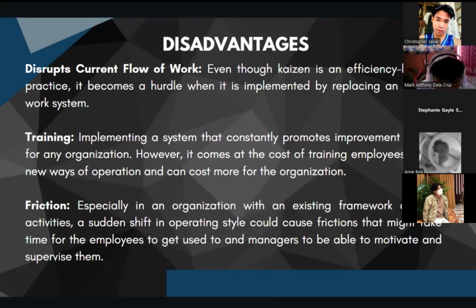Even though Kaizen is an efficiency building practice, it becomes a hurdle when it is implemented by replacing an existing work system. For training, implementing a system that constantly promotes improvement is ideal for any organization. However, it comes at the cost of training employees on the new ways of operation and can cost more for the organization. For friction, especially in an organization with an existing framework of daily activities, a sudden shift in operating style could cause friction that might take time for the employees to get used to and managers to be able to motivate and supervise them.